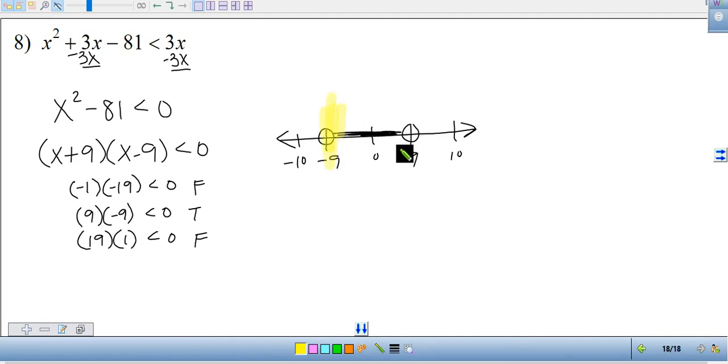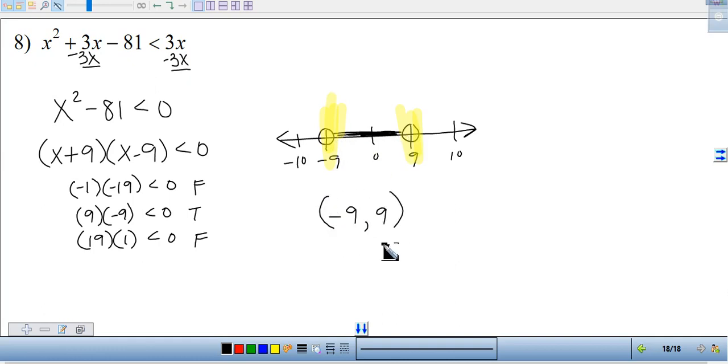I'm going to use the ends of the interval that is shaded. This is only going to have one interval since it's only the center section. It will start at negative 9 and it goes to positive 9. What kind of brackets or parentheses will I put on this interval? Since both ends are open, both will be parentheses.